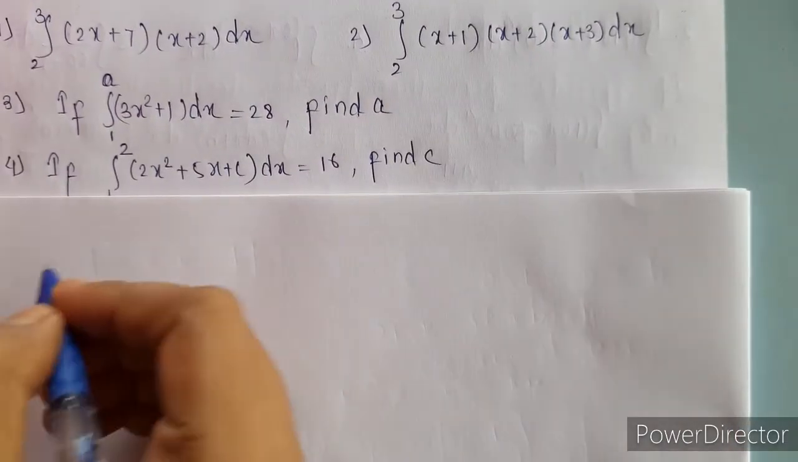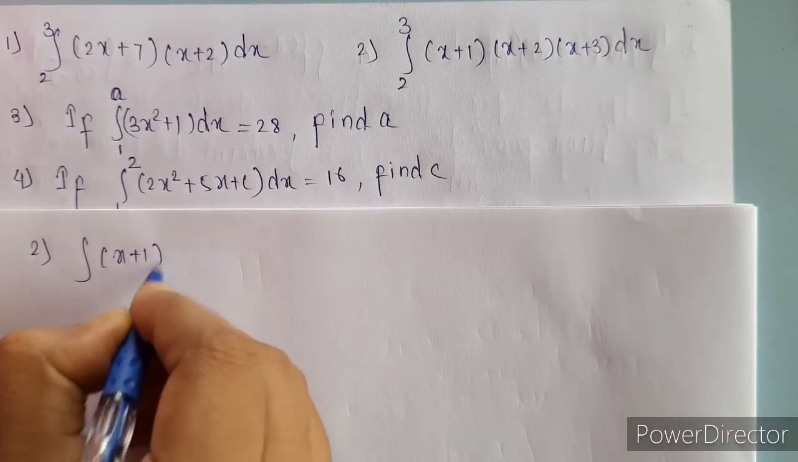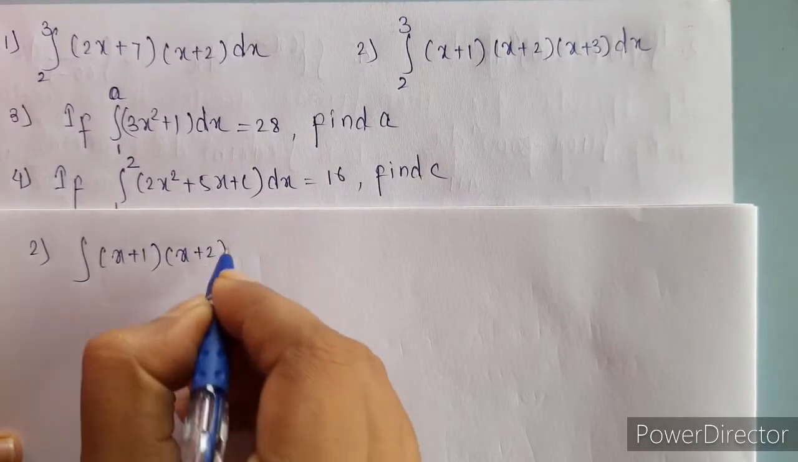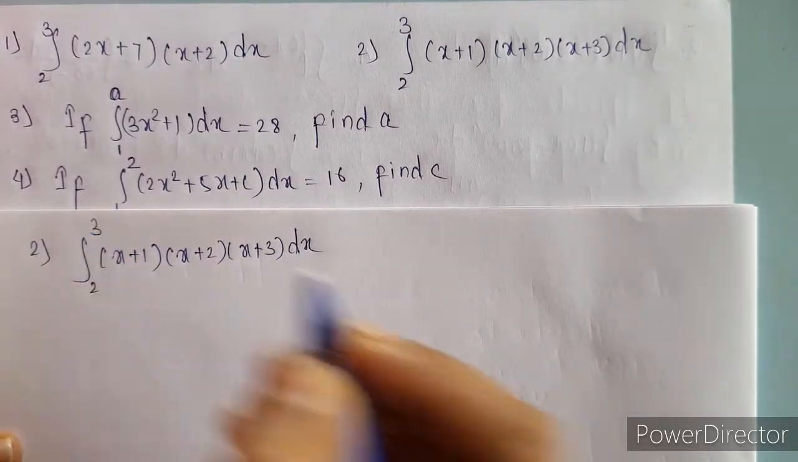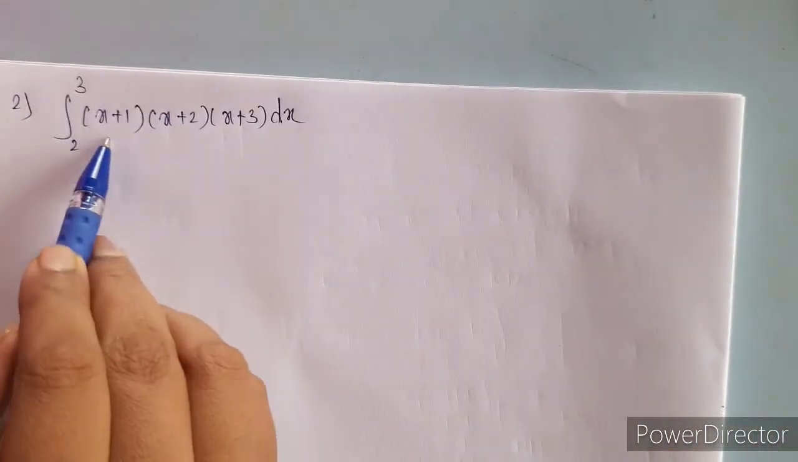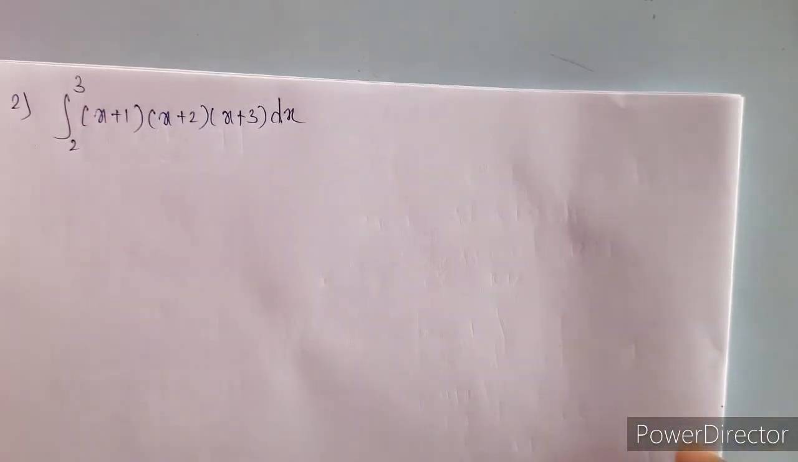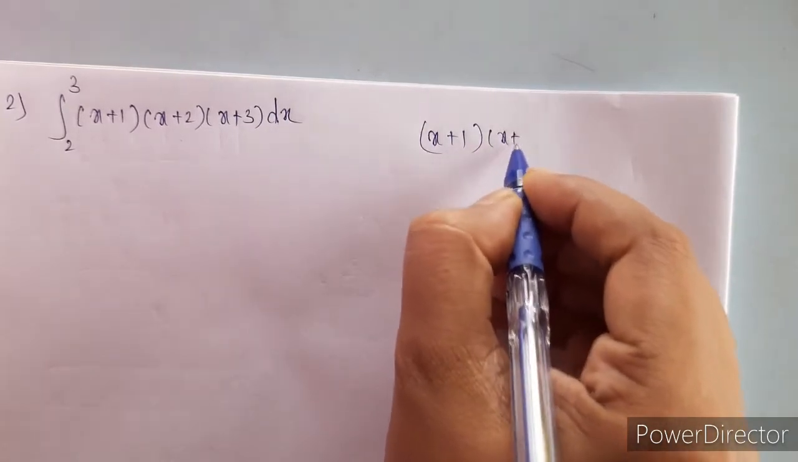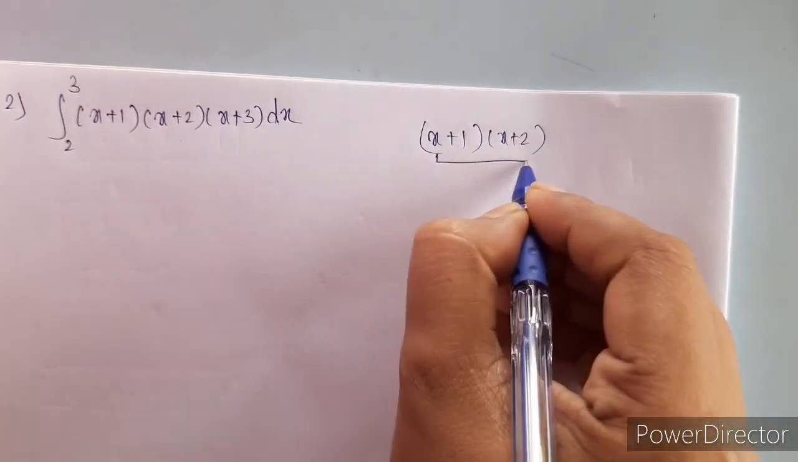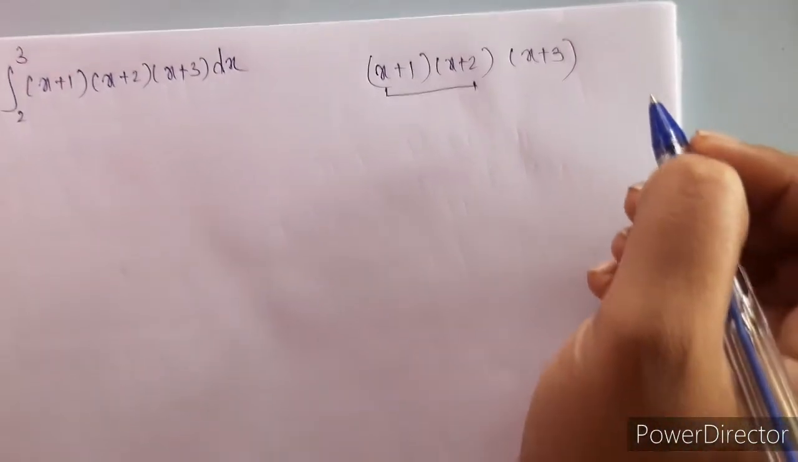Second question, it is similar to the first one. We have to find the integral of (x plus 1) into (x plus 2) into (x plus 3) with respect to x from 2 to 3. What we will do, we will simplify any two of these brackets first and then multiply the resultant bracket with the third bracket. So let's first find x plus 1 into x plus 2 and then multiply the result with x plus 3.